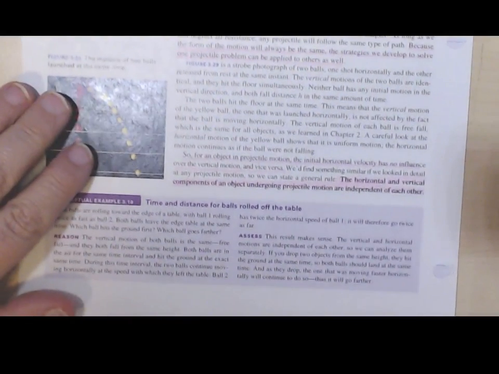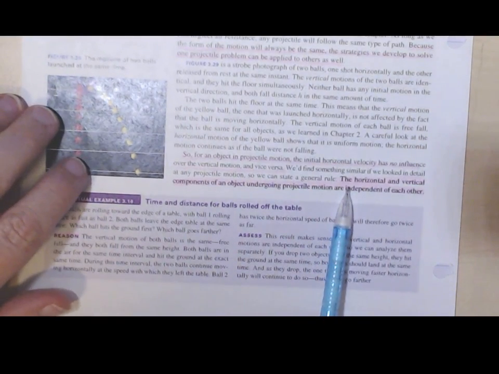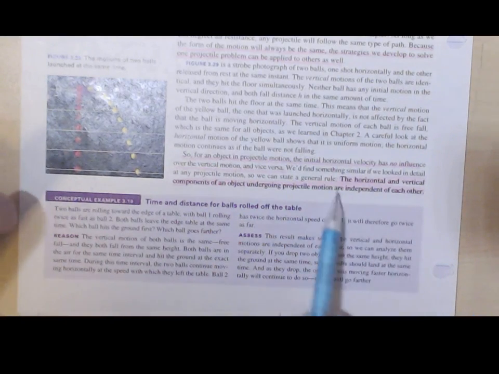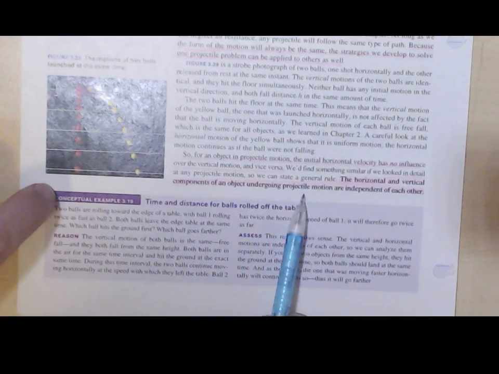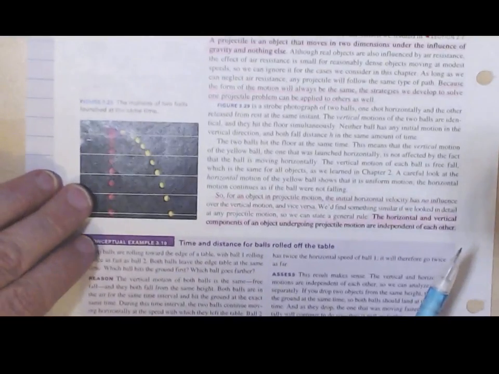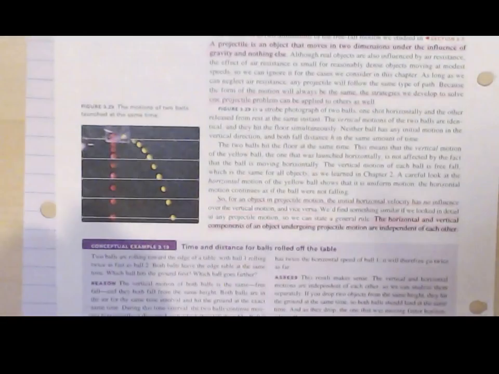Now, here is the real key point here. And you should have seen this as you were working through the chart, but this is what makes everything so much easier. The horizontal and vertical components of an object undergoing projectile motion are independent of each other. They talked about it a little bit in this chart right here.